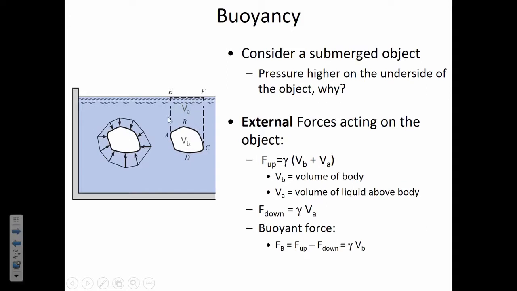And so the magnitude of the force is equal to the weight of the water. So the difference between the two, the buoyant force, the difference between the up and the down forces, is just going to be the unit weight of the fluid. It's not the unit weight of the object. And the object itself does have a unit weight.